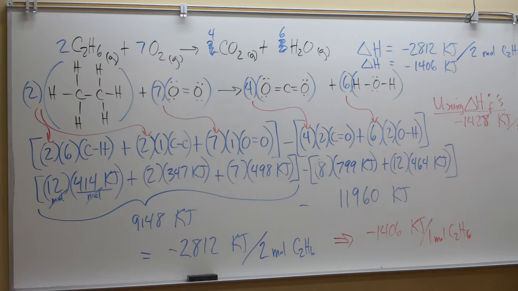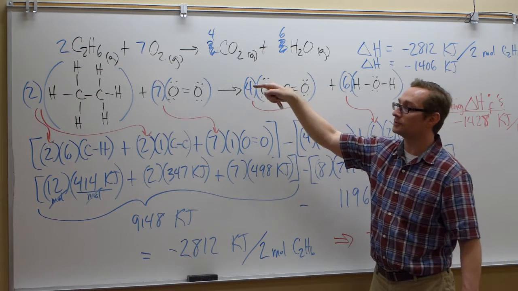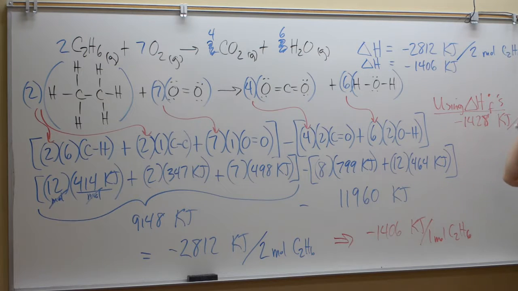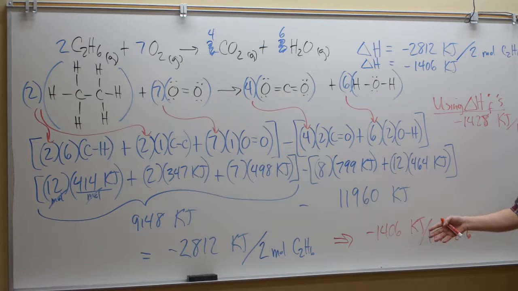Which one is more trustworthy? Which one would you rather use? Would you use the heats of formation one, or the bond energies one? You would want to use the heats of formation one, because the heats of formation are specific to the compounds water, CO2, O2, and ethane, whereas the bond energies are just averaged bond energies from a whole collection of molecules. They're not specific to ethane, they're not specific to water per se.